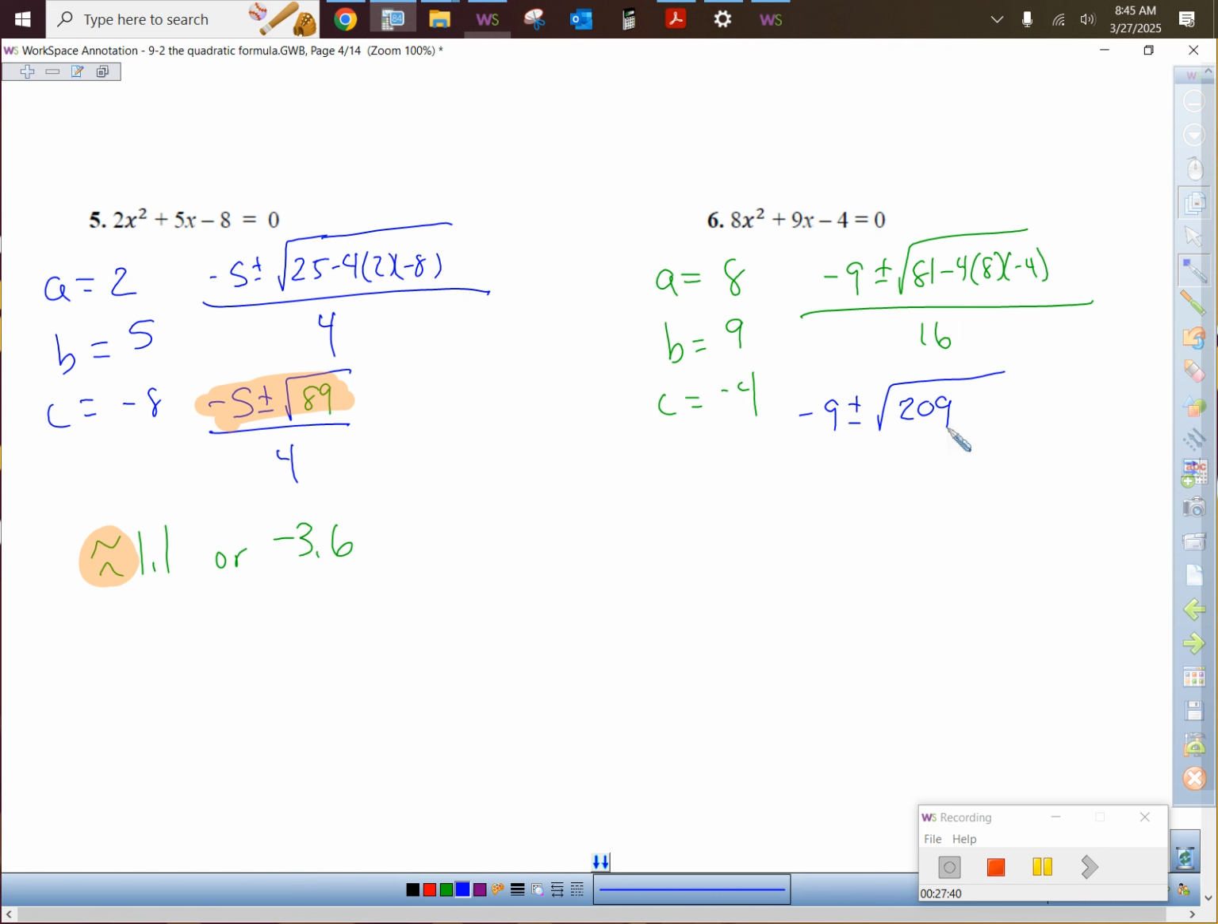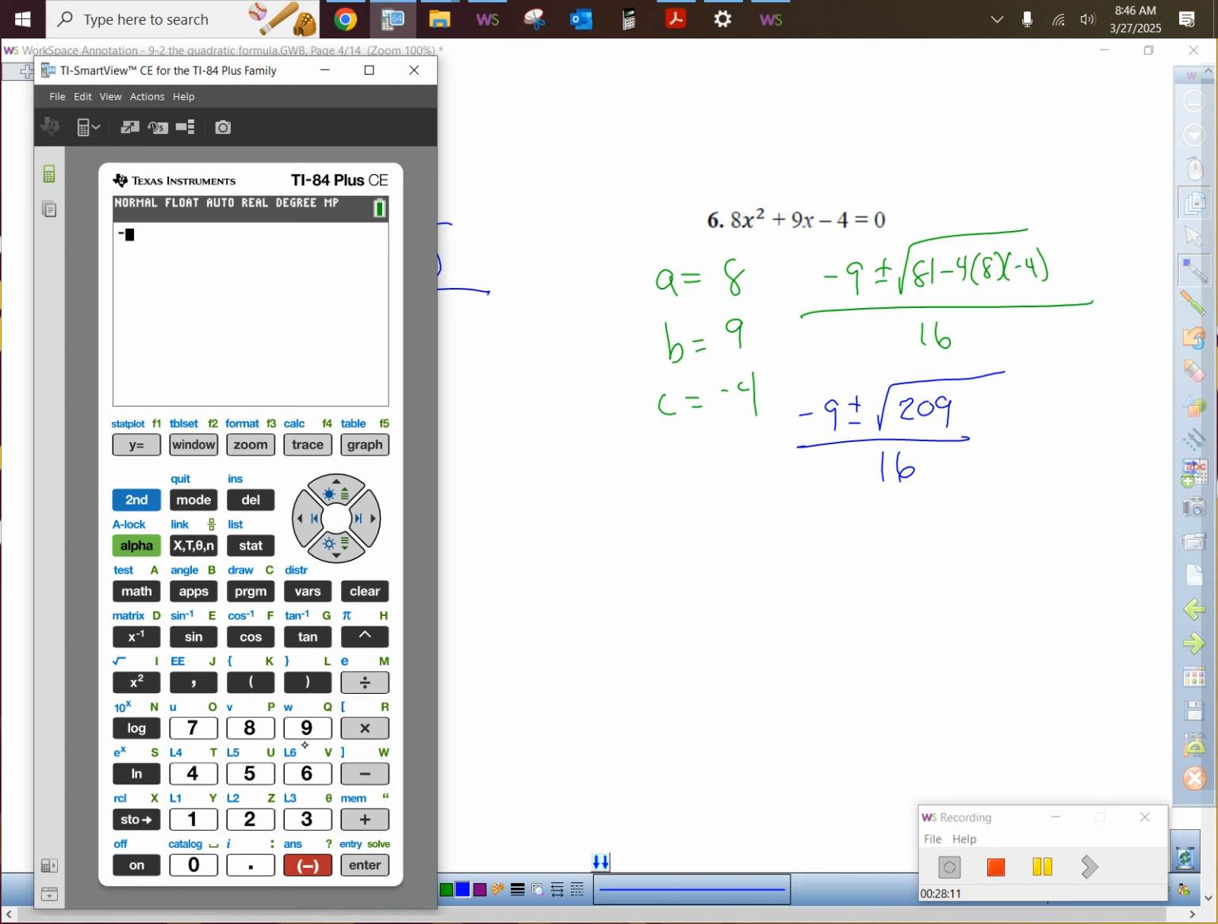If you're not sure, you can square root it and see if it comes out nice. If it comes out nice, we'll keep going. If it doesn't come out nice, we'll leave it the square root of 209. Is 209 a perfect square? Nope. So let's get decimal answers. We'll punch this in. First, negative 9 plus the square root of 209. Hit equals.